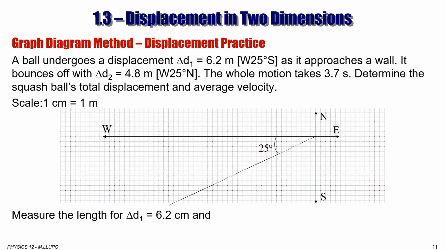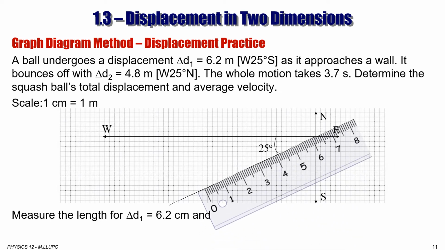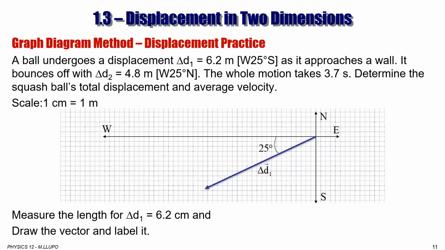The next step would be to measure the length of the vector itself. So I use a ruler to measure 6.2 centimeters. So make sure that it's very accurate because 1 millimeter is a lot. So 6.2, and then I draw and label it.